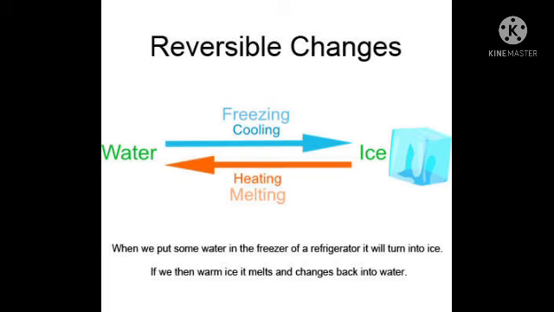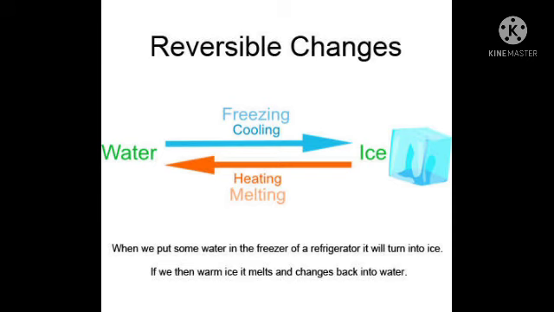A change is said to be reversible when the opposite change can be brought about by reversing the condition. Such types of changes are called reversible changes. For example, when we change water into an ice cube by freezing it, you can again change the ice cube into water by melting it or by heating it. So in a reversible change, you can get back the reactant. Here the reactant is water and the product we get is an ice cube.